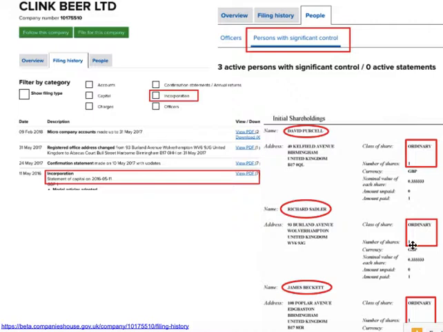We can also see how many shares they had, which gives you an idea of their level of control in the business. In this case, each of these people has one share each, so they have equal control, and that's quite common. But if it's a different weighting, then that gives you an idea of the kind of power dynamics of who's more senior or more in control in this organization. You can also find persons with significant control in an organization by going to the People tab and clicking on Persons with Significant Control.